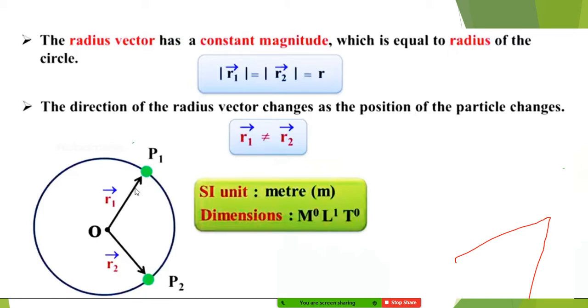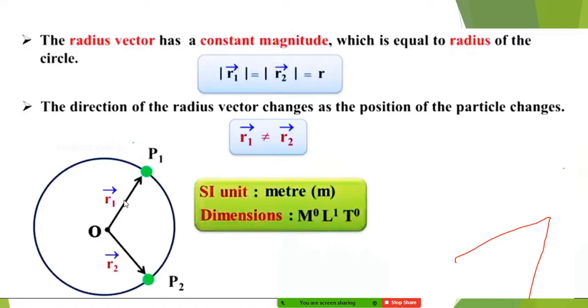Now in each case the magnitude of the direction is the same. From center to circumference the distance is the same. Radius is always the same, that's how the circle is formed. That means at each place the radius is the same. Correct? If the radius is the same, that means their magnitude is the same. So we can represent R1 is equal to R2, right?